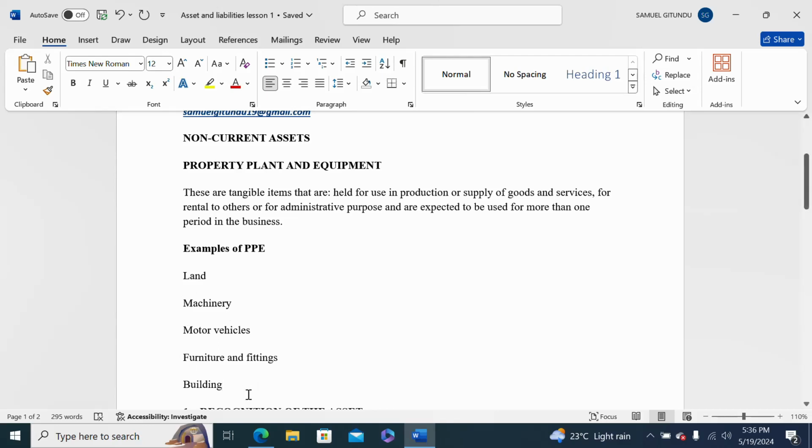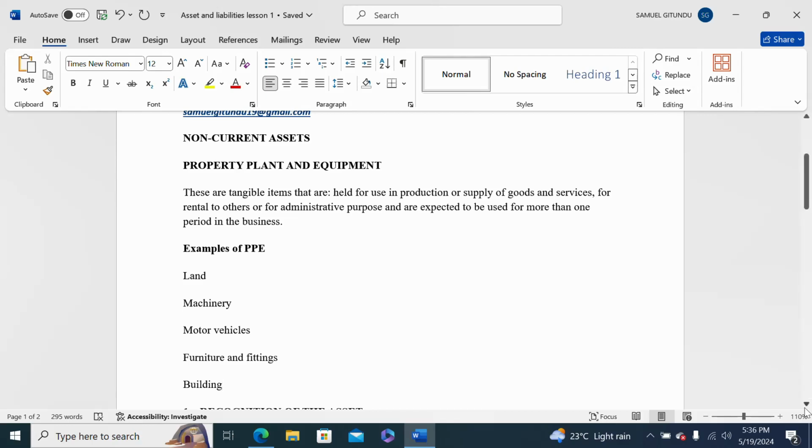If you look at all these examples, you find that they are either used in production or supply of goods and services, and some you can lend. For example, some motor vehicles can be rented, or some machinery can be rented. Even land you can lend. Even a building, you can have a building for rentals, and for administrative purposes, and these are expected to be used for more than one period. These property, plant, and equipment are used for more than one period in the business. So they are not easily converted into cash.